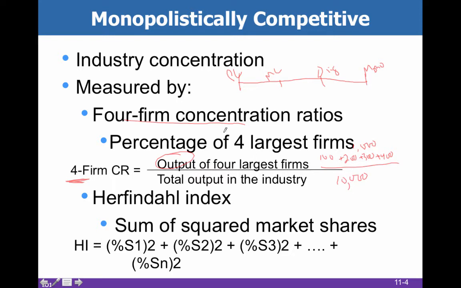So that's going to be a pretty low concentration, as opposed to if you've got one firm that does 9,000 and then the next three each do 100, that would be very close to monopoly. That would be really high.